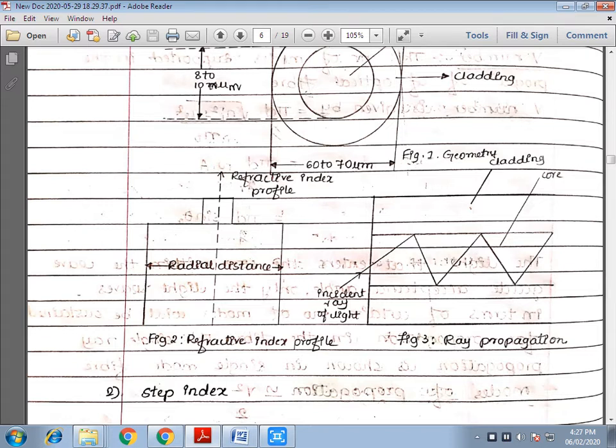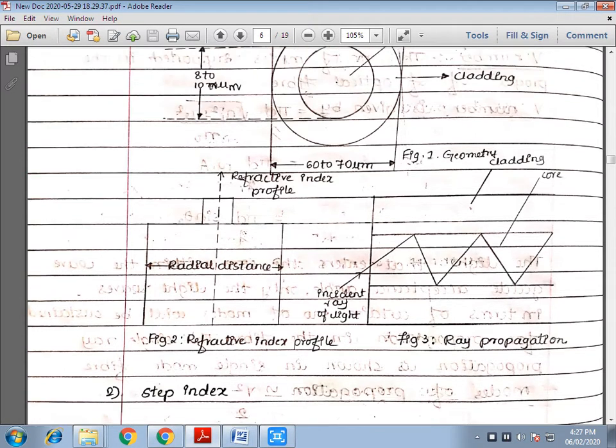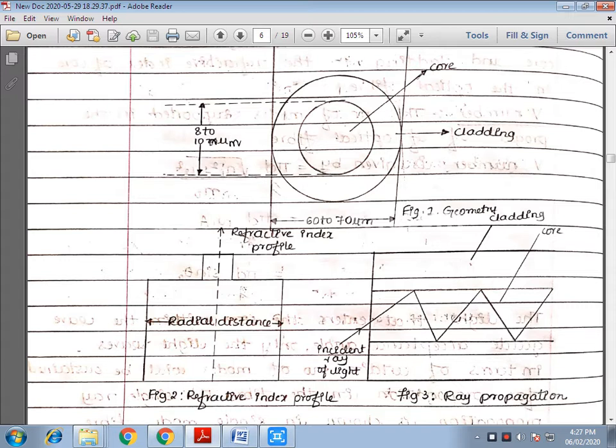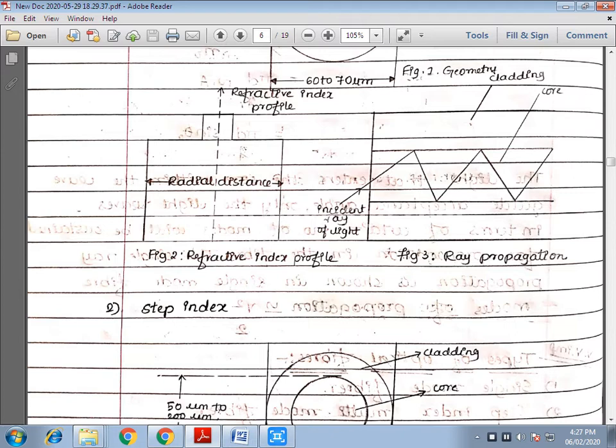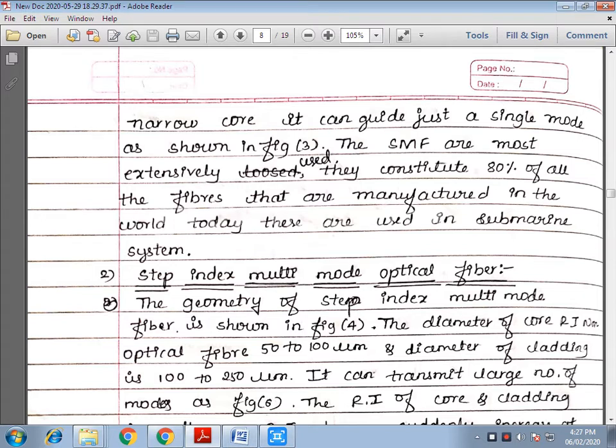And here, when the incident ray of light is incident on the core part, total internal reflection takes place inside the optical fiber and the light reaches the other end. The important thing is that because the core has a diameter of 8 to 10 micrometer, it allows only one ray to propagate through the optical fiber. Single mode optical fibers are most extensively used in submarine cable systems and in aeroplanes. About manufacturing, 80% of all fibers manufactured in the world today are single mode optical fibers.